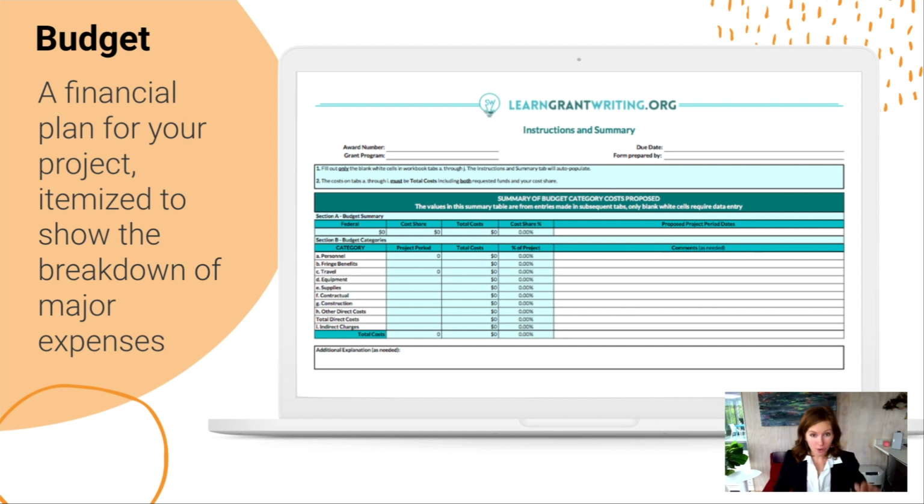So below, you can download our grant budget spreadsheet for free, which took a long time to get optimized, but it is a totally cool tool, and we're going to run through that right now. So first of all, what is a budget? It is the financial plan for your project, itemized by major expenses to illustrate what you're going to do and how much it's going to cost.